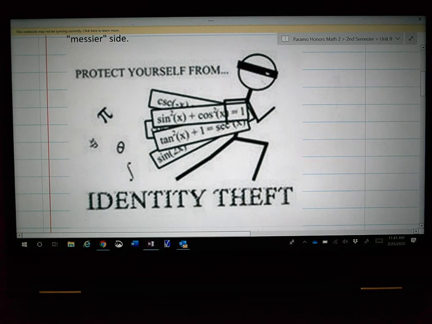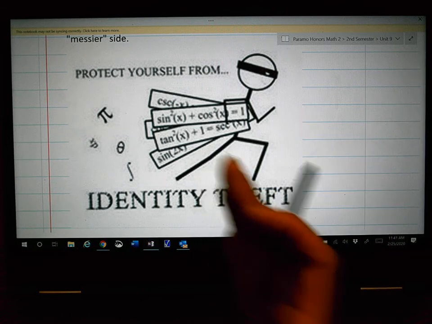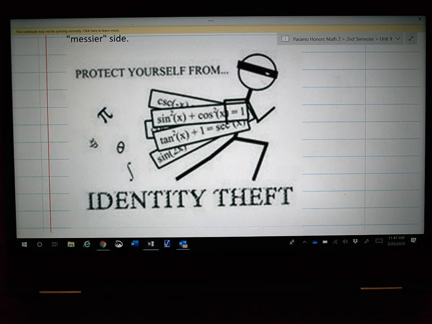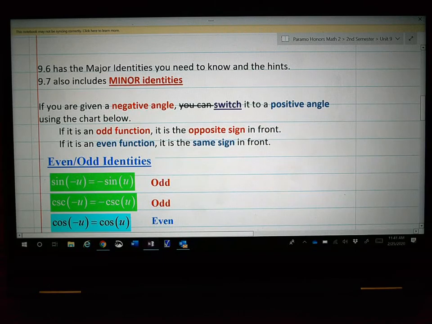Now, I have a couple of interesting jokes, but there's a new form of identity theft. If you go and steal some trig identities, I guess that's identity theft as well. I don't know. Kind of a difference. But I saw it, I go, oh, that's perfect. We need to talk about that since they know those identities.